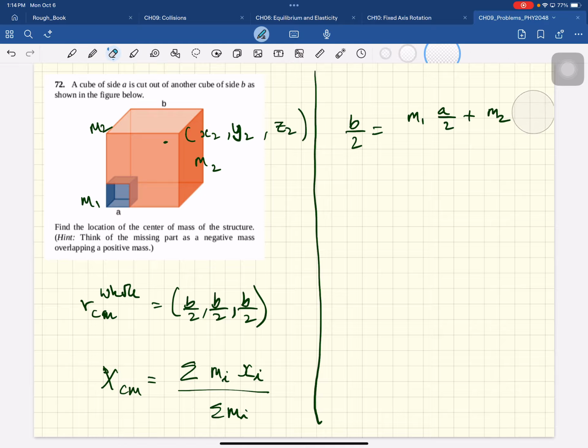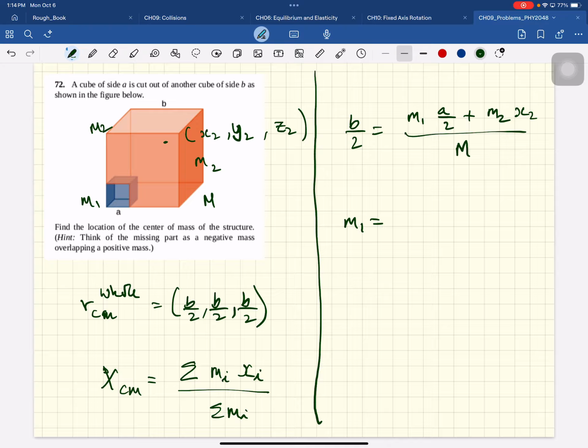That's a better notation. So X2 divided by total mass. We'll call the total mass M. You have to understand that. What we're trying to find is X2.